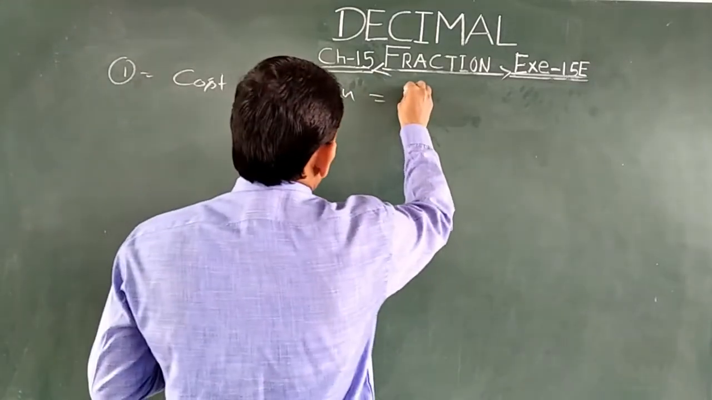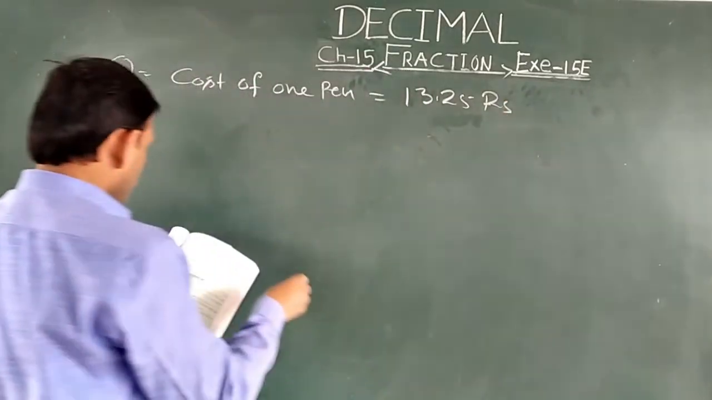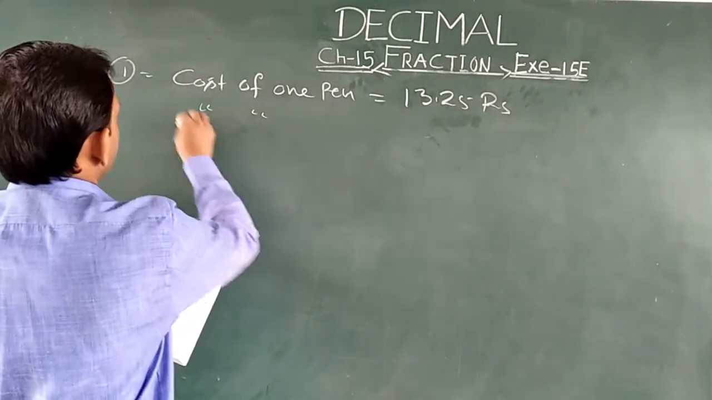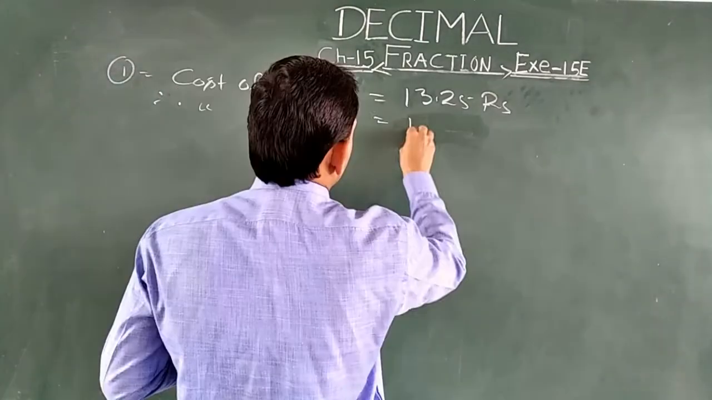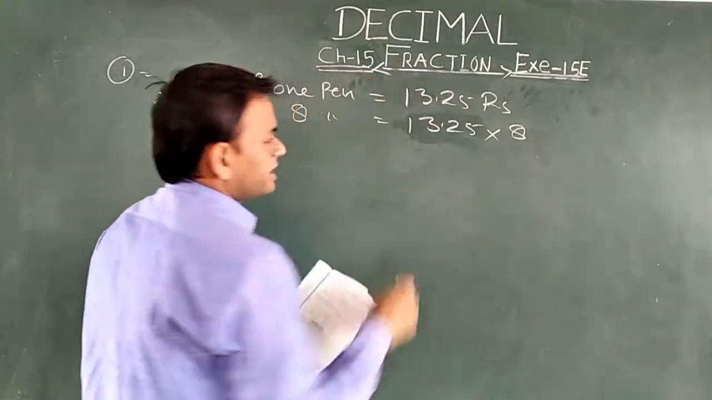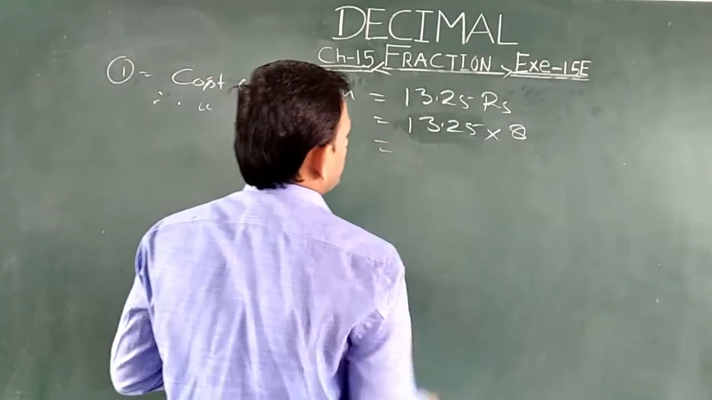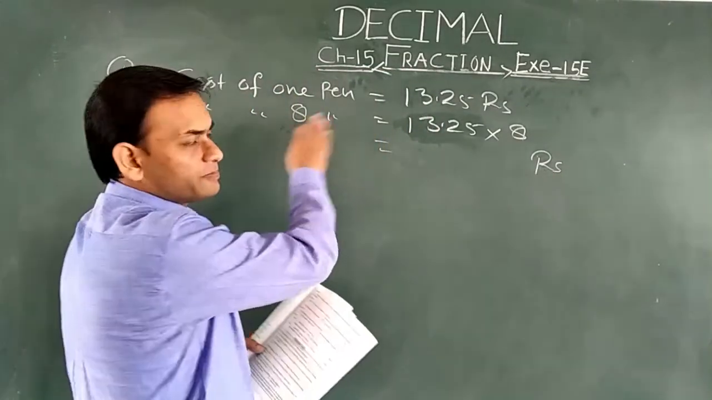is 13.25 rupees, and you have to find the cost of 8 pens. Therefore, the cost of 8 pens will be 13.25 into 8. We will multiply it by 8, and when you multiply, you will get the cost of such 8 pens in rupees.